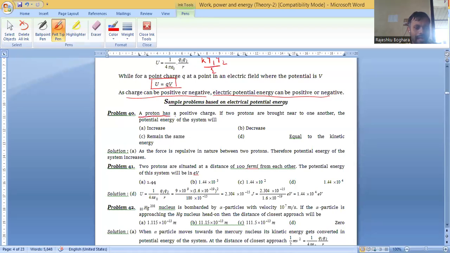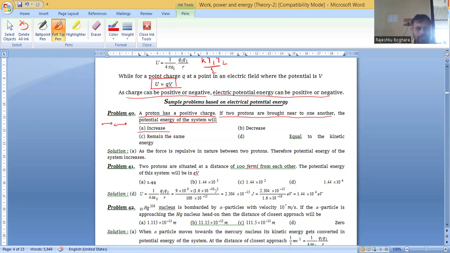A proton has a positive charge. If two protons are brought near to one another, the potential energy of the system will be? Near to means same charges towards each other, so repulsion increases. Repulsion increases means potential energy increases, kinetic energy decreases, and the potential energy of the system increases.